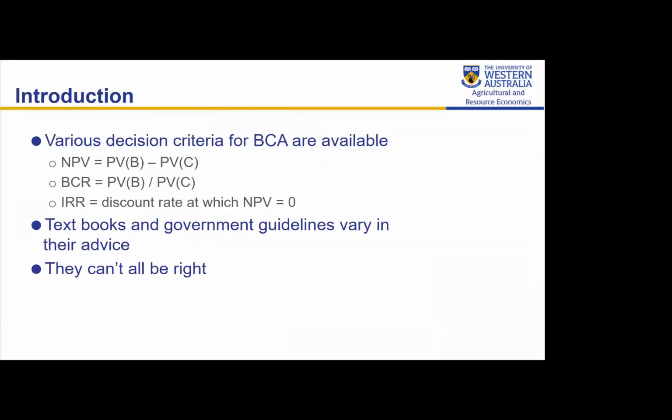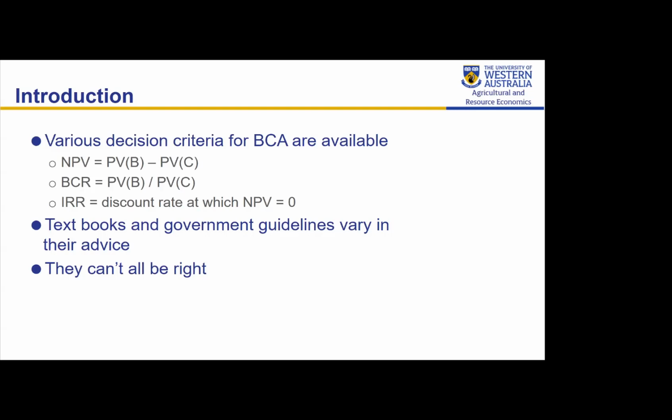So I'll start with some really basics. As I'm sure everyone in the room and online would be aware, there's a range of decision criteria or decision rules that are available when you do a benefit cost analysis. Net present value, which is the difference between the present value of benefits and costs. Benefit cost ratio, which is the same numbers, but the ratio of them. And the internal rate of return, which is the discount rate at which the net present value equals 0, are the three most commonly used and discussed. There are actually some others as well, but I'll stick to those three for this purpose.